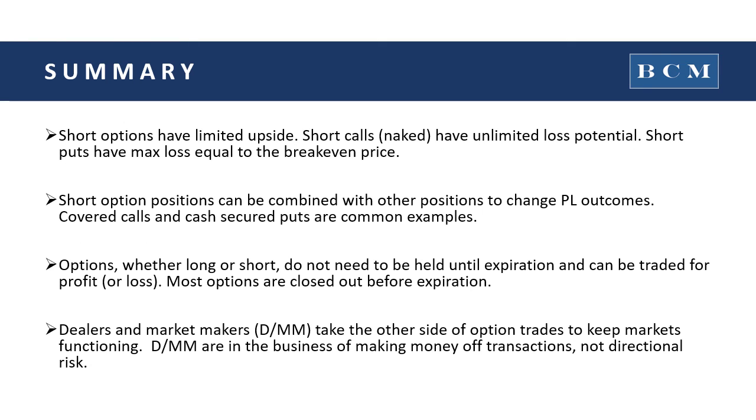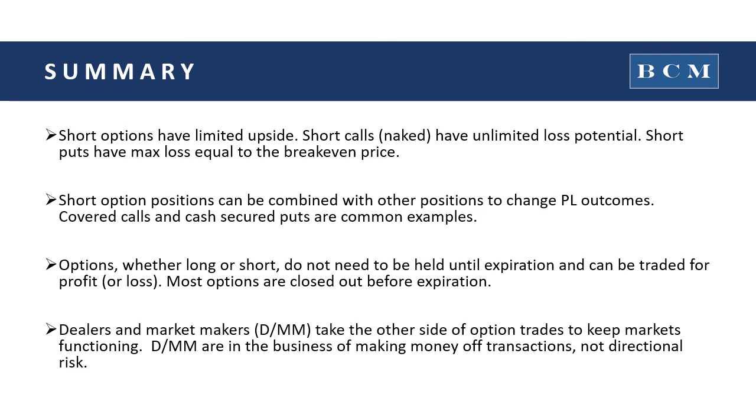All right, so here's a summary of part 3. Short calls and puts have limited upside, which is equal to the amount of premium received. If we sell an option for $10, the most we can make is $10. On the other hand, for a short naked call, there is an unlimited loss potential, while short puts have a maximum loss which is equal to the break-even price, which is calculated as the strike price minus the premium received.